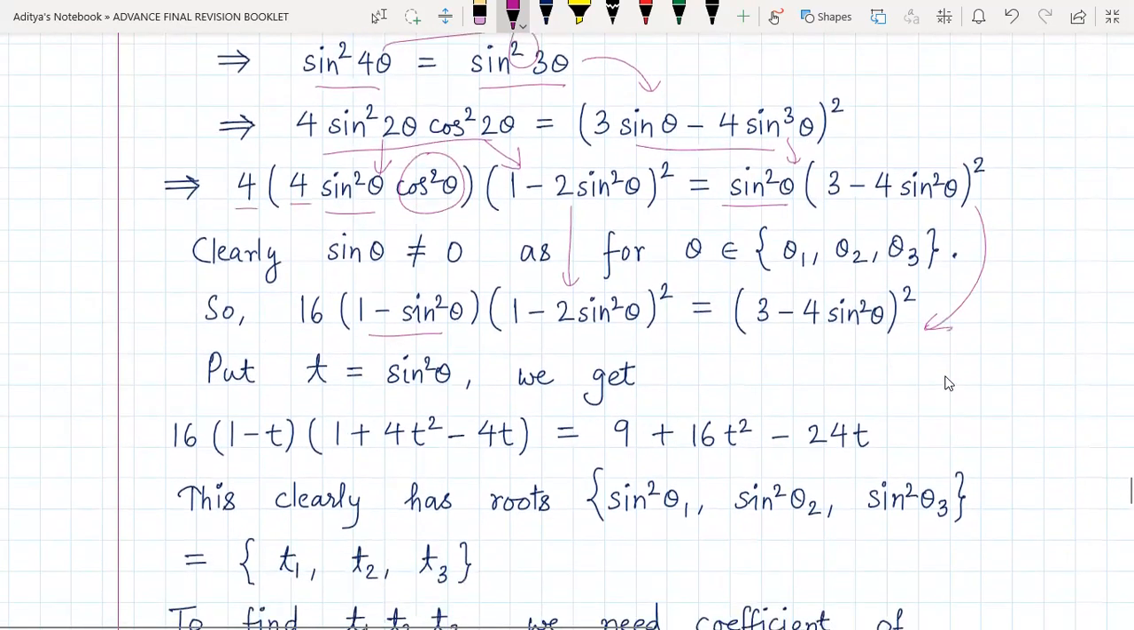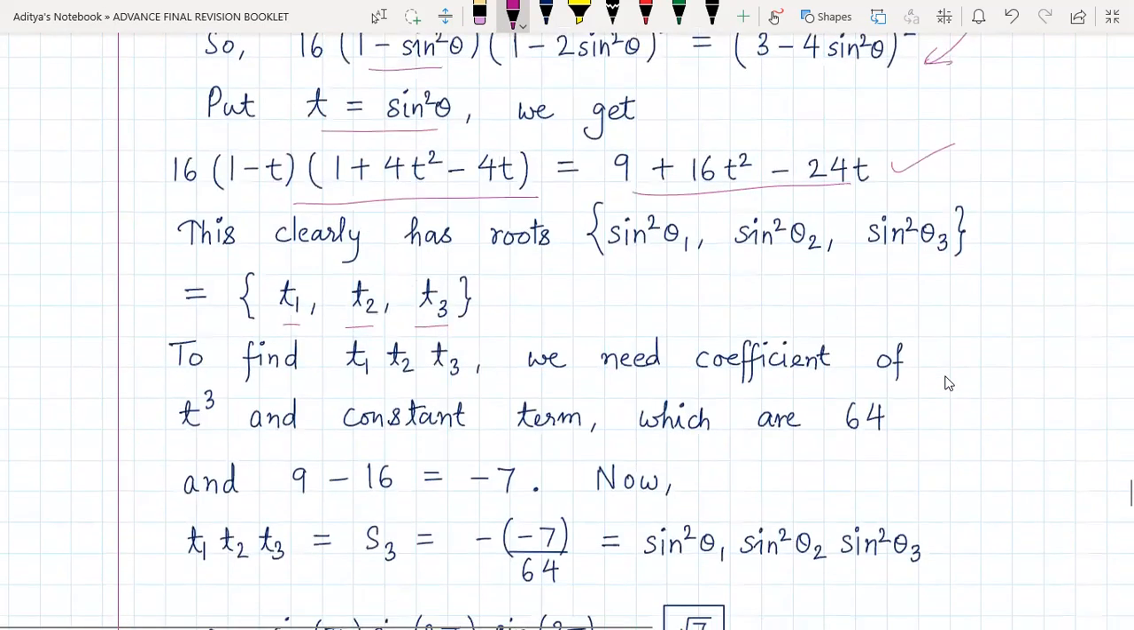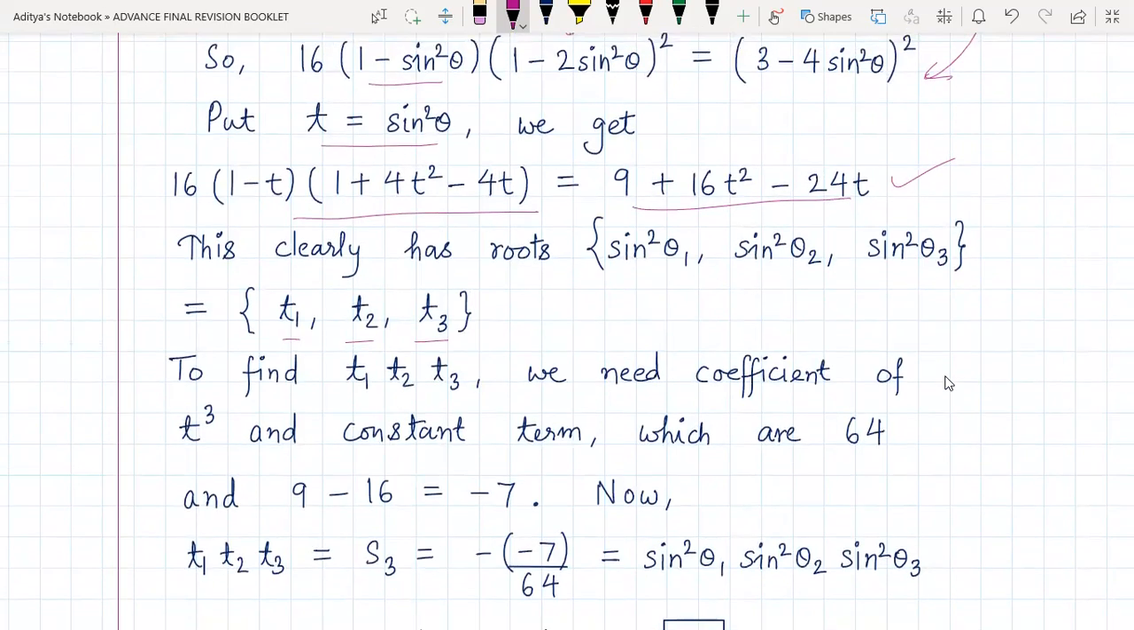Okay, now what we are going to do is substitute in this particular equation t equal to sin² theta, and on simplifying it further, this is what we are going to get. Now of course this particular equation is going to have roots sin² theta 1, sin² theta 2, sin² theta 3, which we can call t1, t2 and t3. So what we would now like to find is the product of roots.